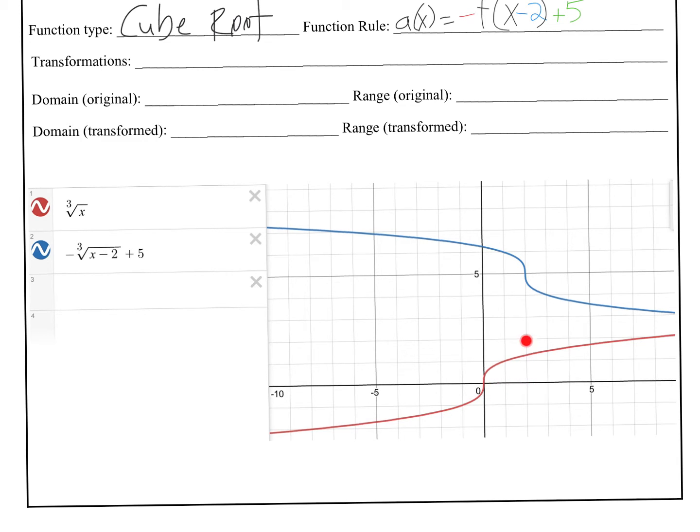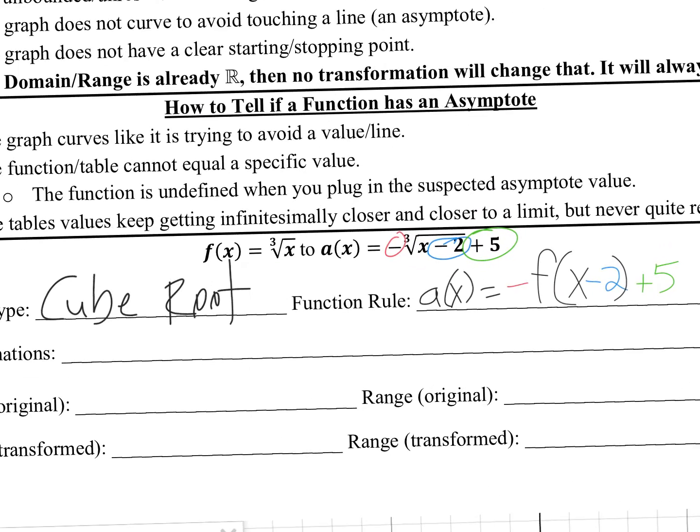That goes 2 spots to the right and 5 spots up. So the -2 that's on the inside goes right 2, and the +5 on the outside goes up 5. And that negative made it reflect, but we need to be specific with how it reflected. Did it reflect over the x-axis or the y-axis?